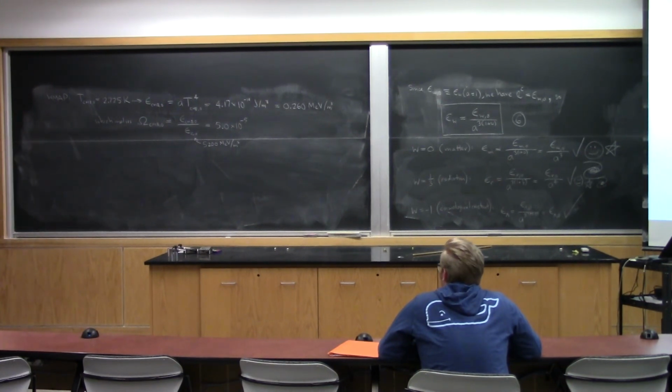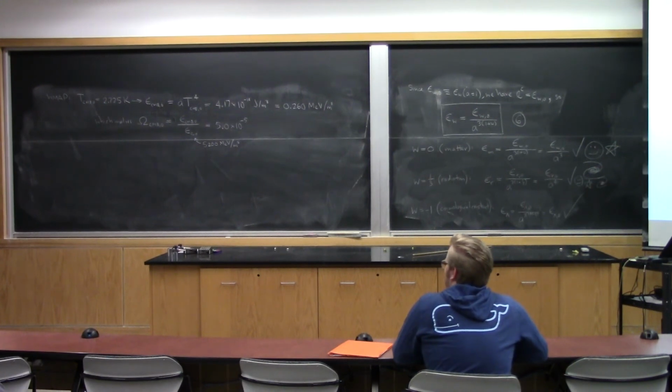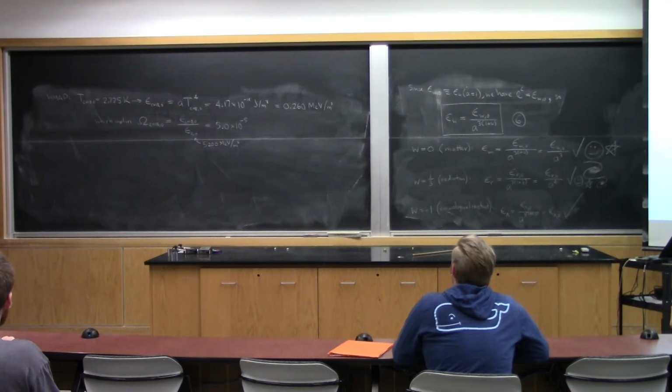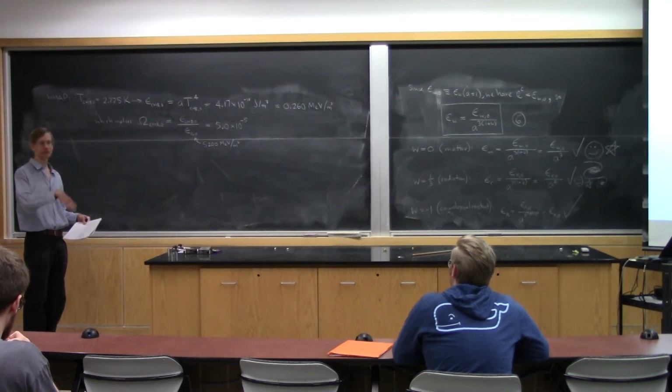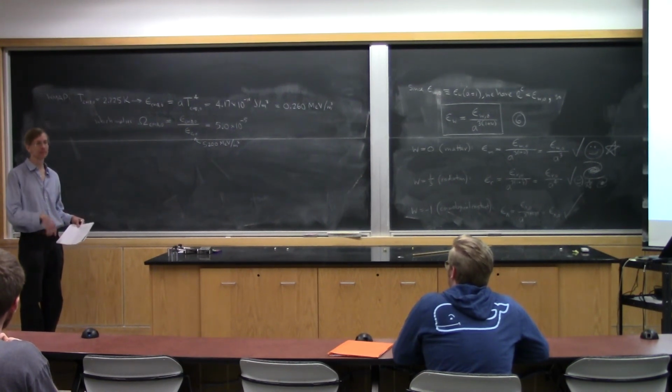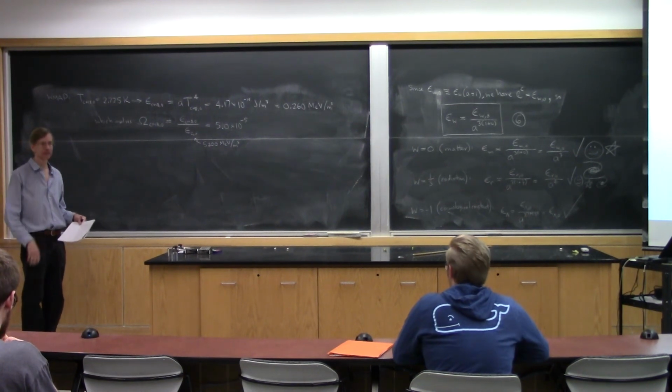Where did we encounter a T to the fourth? Last semester we were talking about black body radiation. So remember that the flux is sigma T to the fourth, and the energy per cubic meter is a T to the fourth, where a is the radiation constant, which involves sigma and some combination of other stuff.